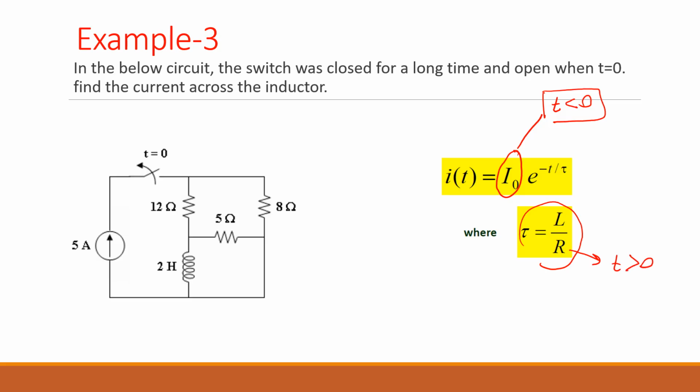So they are saying switch was closed for a long time and it is opening. So when the time is less than 0, your switch was closed. Am I right? And when it was closed for a long time, your inductor will be fully charged. Agree? Inductor will be fully charged and this path will be a short-circuited path. Agree or not? So if you find the current across this one, that will be your I naught. Do you agree with that?